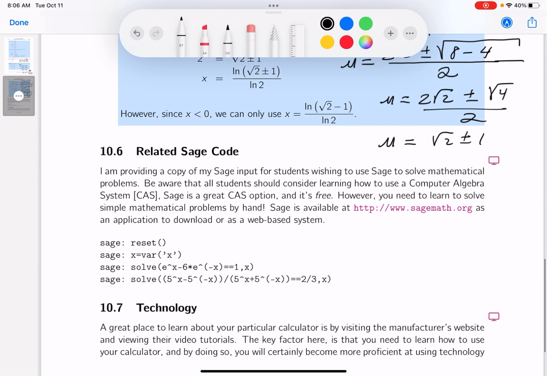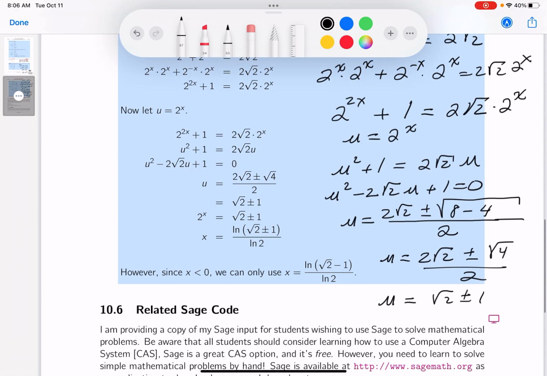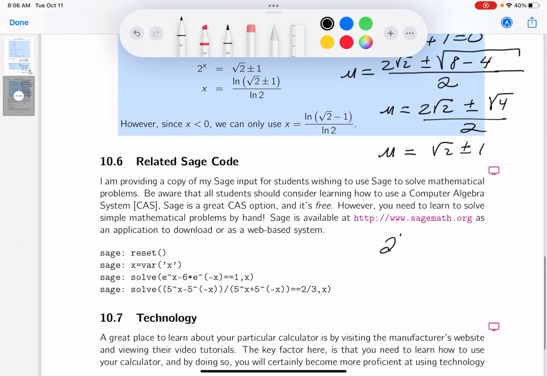All right, now someone says, what's u? Well, we have to go back. It's 2 to the x, right? So I get 2 to the x equals root 2 plus or minus 1. By the way, root 2 plus or minus 1 is a positive number, so I can just take logs of both sides. And whether you use log base 2 or log base e, it doesn't really matter. I'm going to write down log base 2, though. All right, so I would get x equals log base 2 of root 2 plus or minus 1.